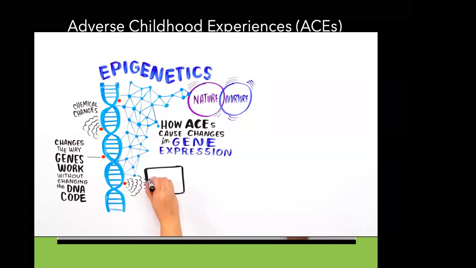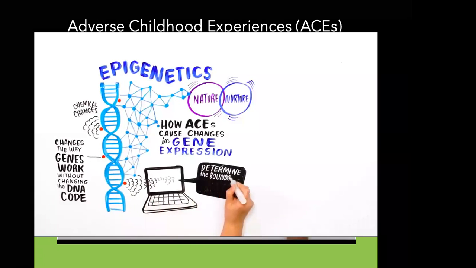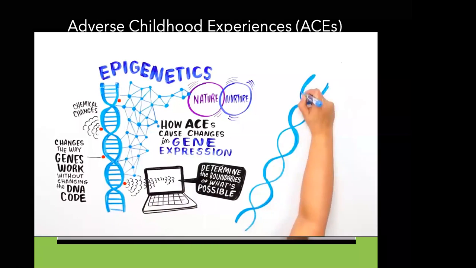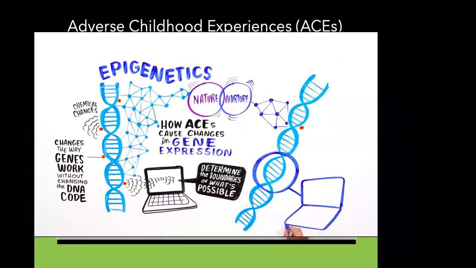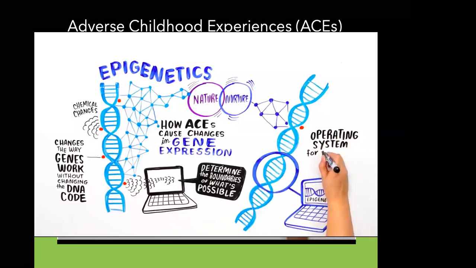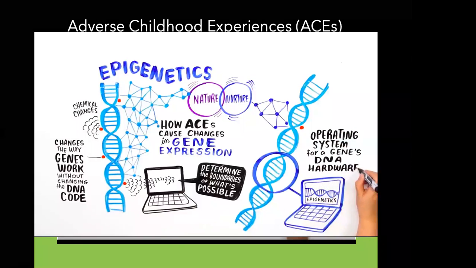In other words, genes are like the hardware in a computer. They determine the boundaries of what is possible. However, we need an operating system to tell the hardware what to do. Epigenetics is like the operating system directing the function of a gene's DNA hardware.